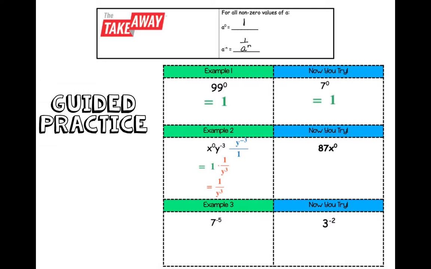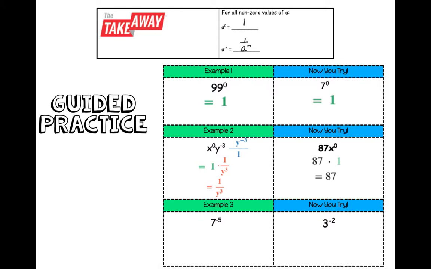All right, now I want you guys to really try. Pause the video, look at your problem. You have 87, and then you have x to the 0 power. Okay? All right, I hope you guys saw that x to the 0 power is going to give you that 1. And because it's right next to the 87, that represents multiplication. 1 times 87 just gives me 87.